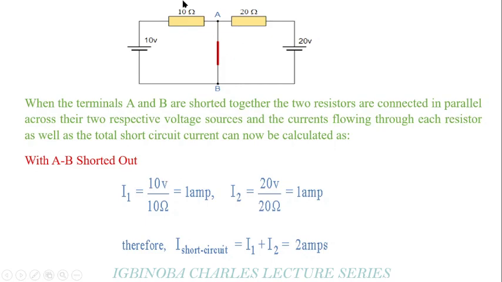So I1 is equal to the voltage supply, which is 10 volts, divided by the resistance, 10 ohms. So the current flowing in this particular loop is 1 amp. Then we go to this loop. Current I2 is equal to the voltage over the resistance. Again, the current flowing in this particular loop is equal to 1 amp. So by the time this current moves down, and this current moves down, we have the short circuit current equal to I1 plus I2. So the short circuit current in this circuit is equal to 2 amps.